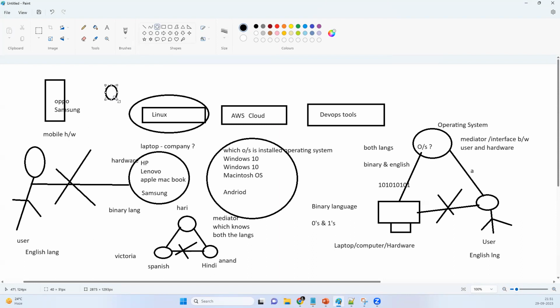So you are using your mobile phone. Which language do you know? English only. And the mobile, Samsung or Oppo, this is the hardware, and it knows only the binary language.